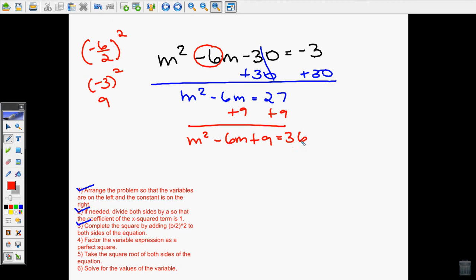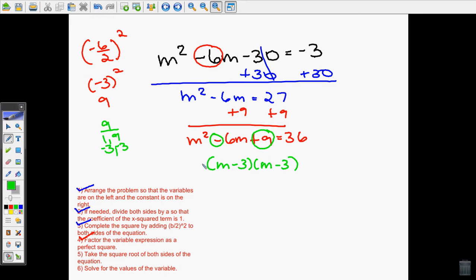to 36. Then I'm going to factor the variable expression, and again, because of this 9 right here and the square root of 9 being 3, I know that this is m minus 3 times m minus 3, because that minus 3 and minus 3 gives me the negative 6. If it helps you to write out the factors of 9, and see that it's going to have to be a negative 3 to get you to the negative 6, you can do that as well.